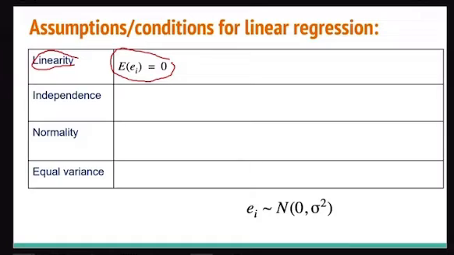Does that make sense? On average, the effects of other factors that we do not include in our model is 0. And that's why we don't include them, because we believe they are not going to be significant. Does that make sense? And that is what we mean by expected value of error equal to 0.